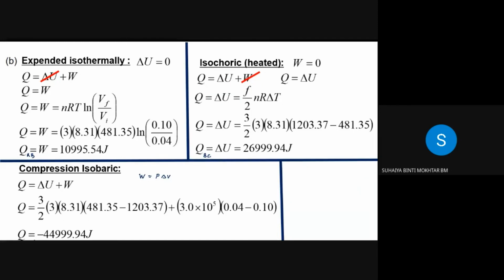Okay, then totalkan. This one is QCA. Okay, CA. Then total heat QAB plus QBC plus QCA. Saya buat 1, 2, 3. Okay, so buat sini AB, okay, BC and CA. So you get negative 7,004.46 joule.